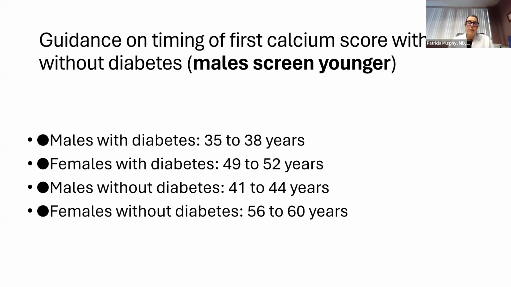Again, timing of the first calcium score. And females without diabetes, 56 to 60.